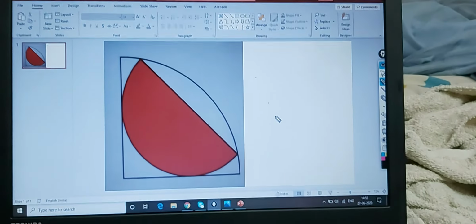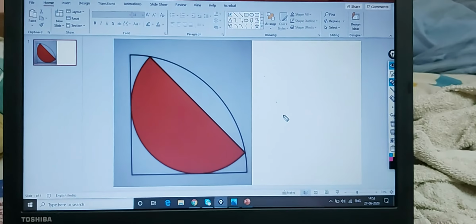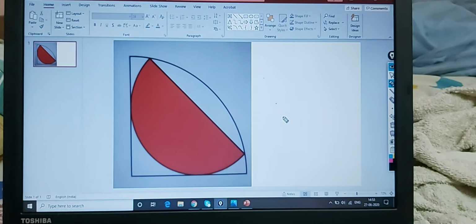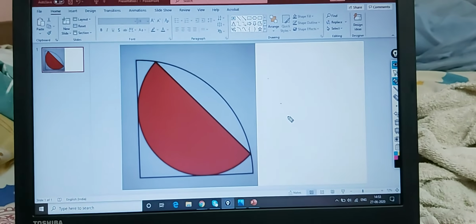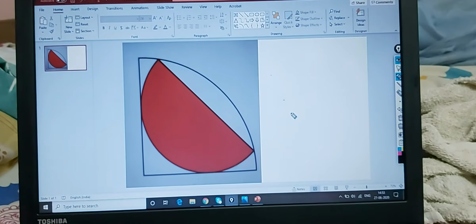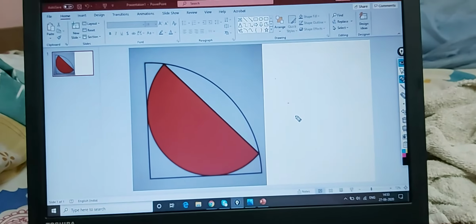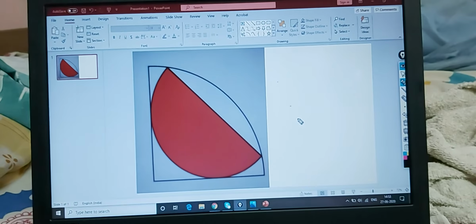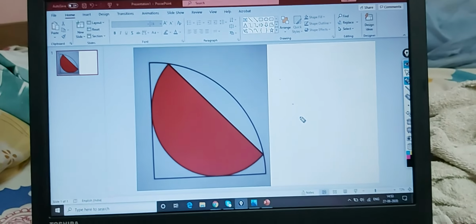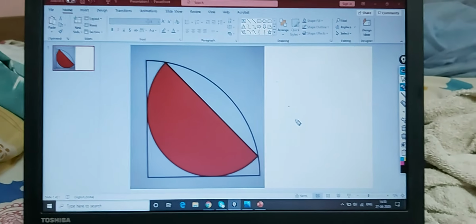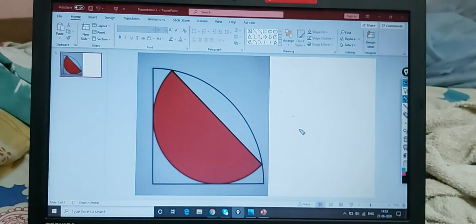So, welcome guys. This was the question given. I wanted to find out what fraction of the red shaded area is the part of the entire quarter circle. So that's a quarter circle, the bigger one, and inside there is a semicircle. So let me start off.